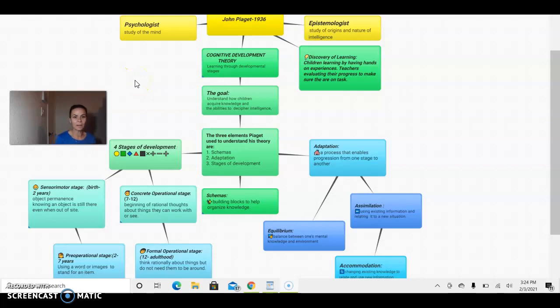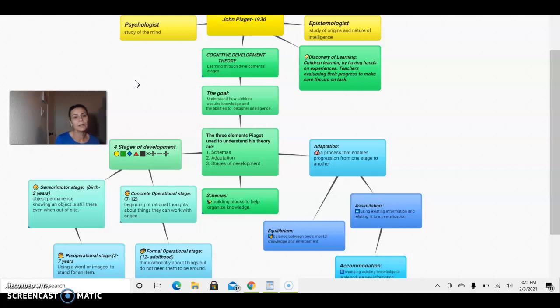Hi, today I'm going to talk about cognitive development theory, which was developed by Piaget, a psychologist and epistemologist, which means he studied the origins and the nature of intelligence. He believed that children learn through hands-on experiences, and that teachers evaluate the progress of the children to make sure that they're staying on task.